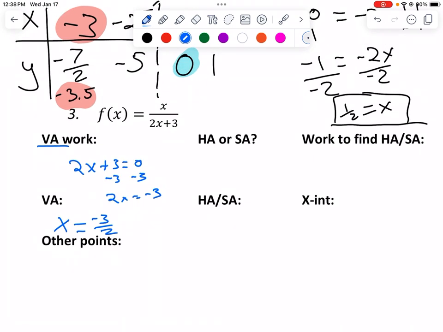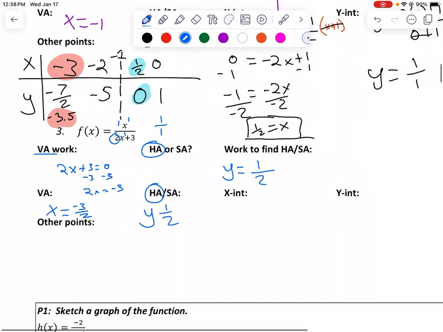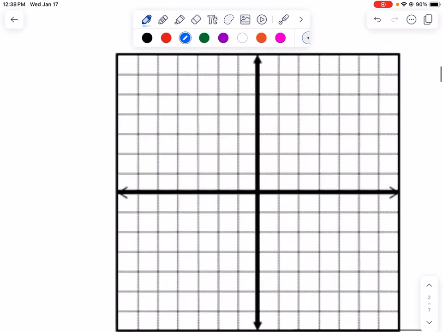Okay, to figure out if this is horizontal or slant, we'll talk about slant in a moment, but we're going to take the degrees, so 1 over 1, those are equal to each other, so that tells us it's horizontal. And we're going to take our coefficients, so 1 over 2, that came from 1x and 2x. We're going to take those, and that actually tells us how much we are shifting. So our horizontal asymptote shifts up 1/2. So I'm going to put a line through 1/2. Just like that, dashed line through about 1/2.